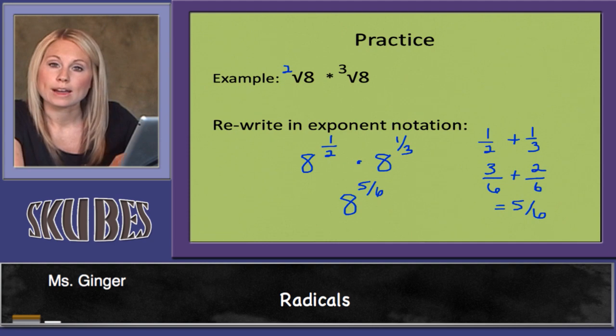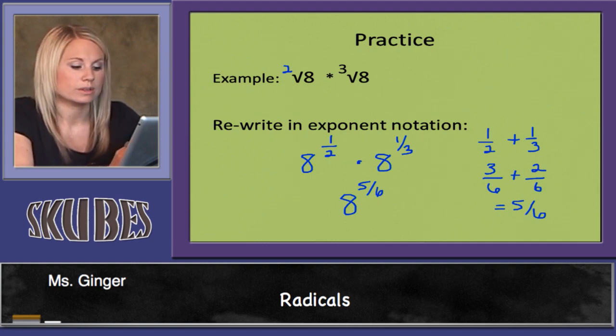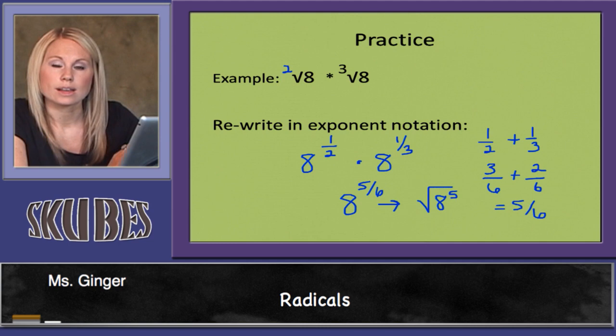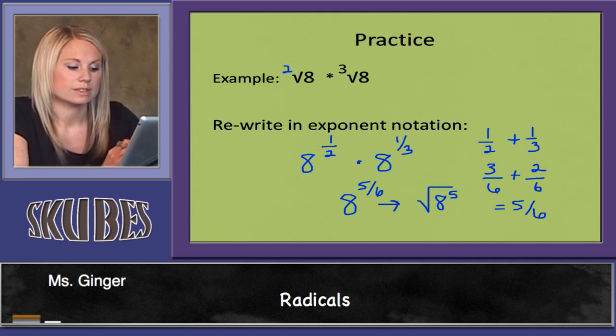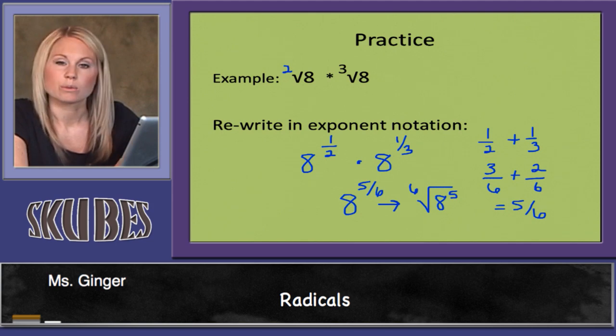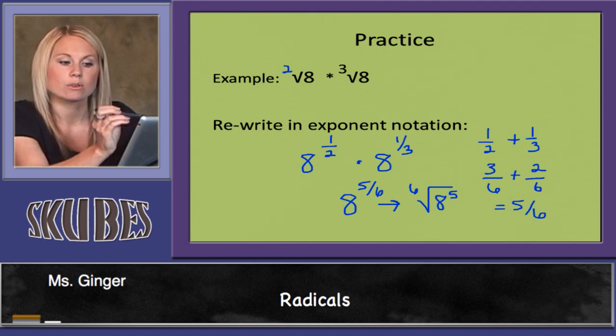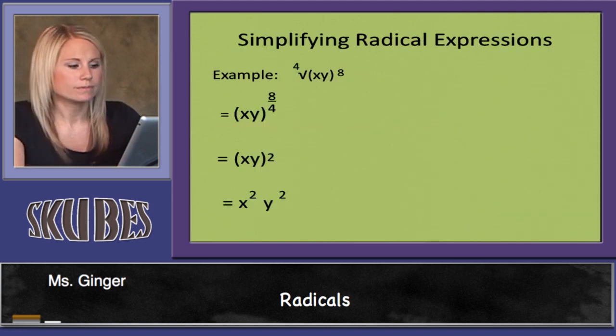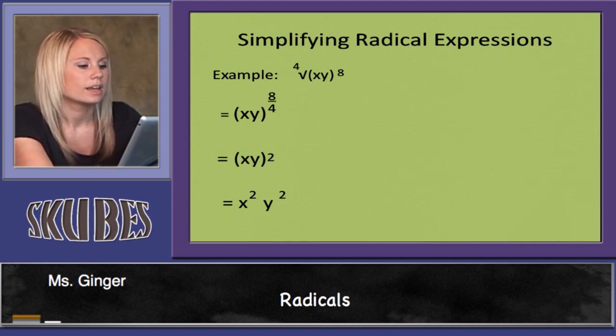And if I needed to rewrite this back into radical notation, what I would do is take my numerator and place it as the power on 8, the radicand, and then take my denominator and put it back on the shelf as the index. So we can write this answer either way, either notation that is asked for. All right, let's take a look at another one.